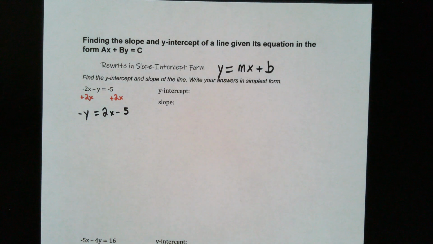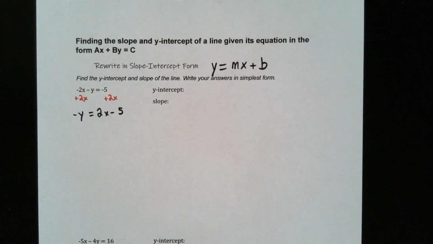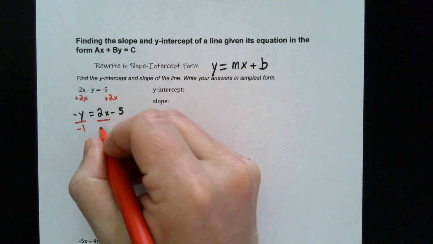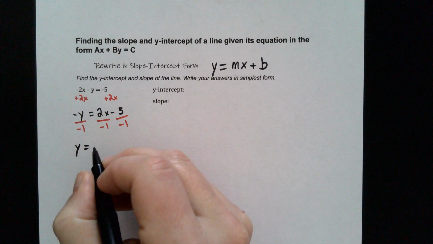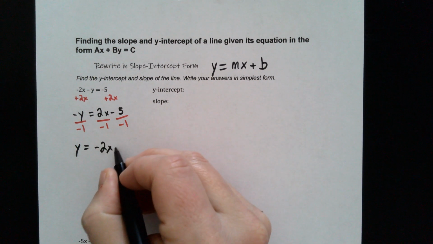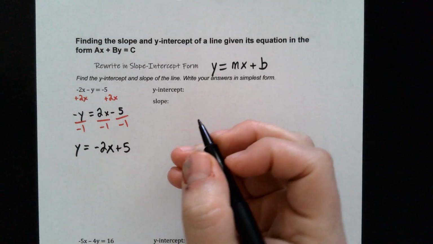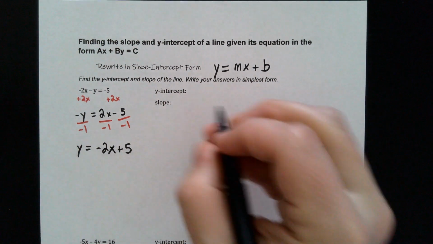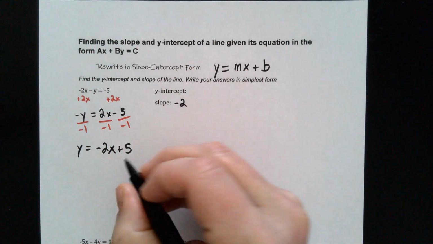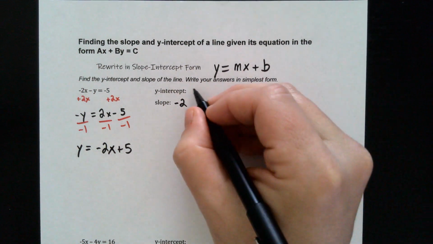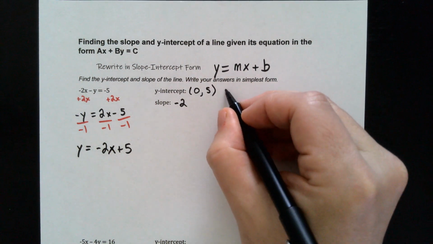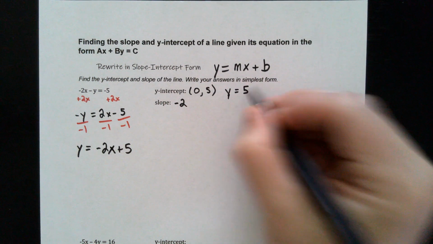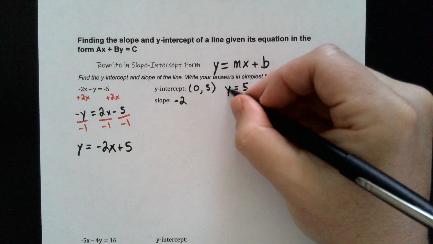At that point, I need to get rid of this negative that's in front of the y. So I need to divide everything by a negative 1. That will change the sign of the y term, but it will also change the sign of everything else. So that gives us y is equal to negative 2x plus 5. Now we have our slope, which is the number in front of x, that's negative 2. And we have our y-intercept, which you can write two ways. You can write it as a point, which would be (0, 5), or if it just gives you a box to put the answer in, y equals 5. Both ways can be correct depending on how the problem asks you to input it.